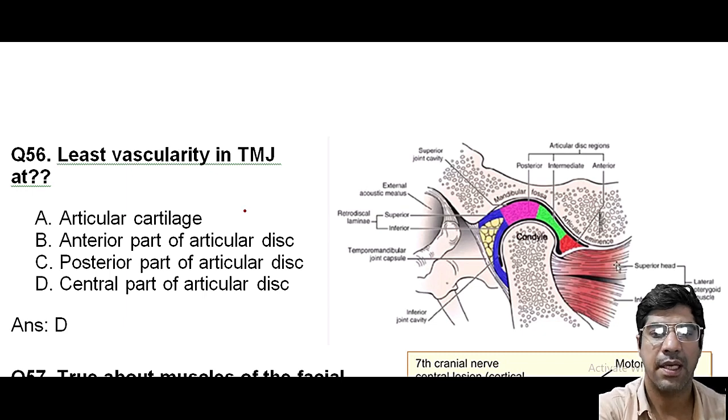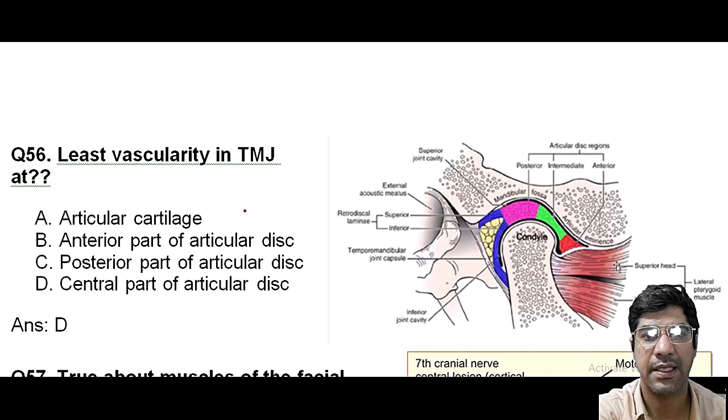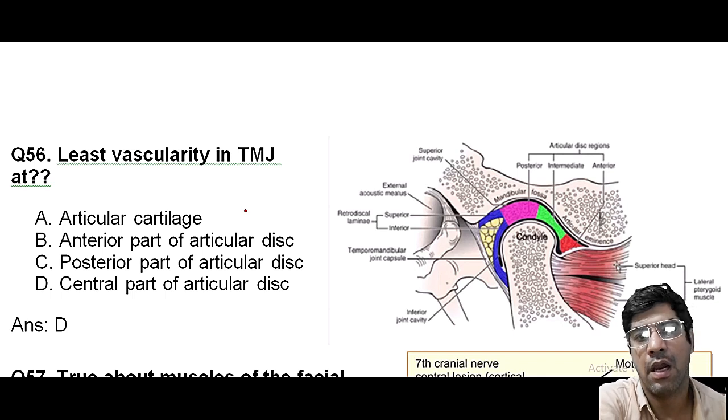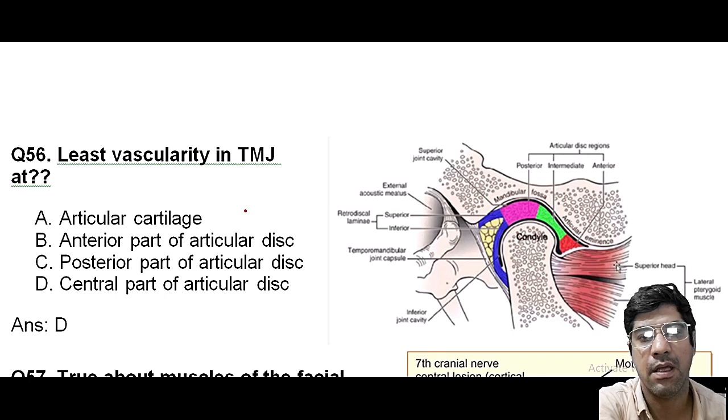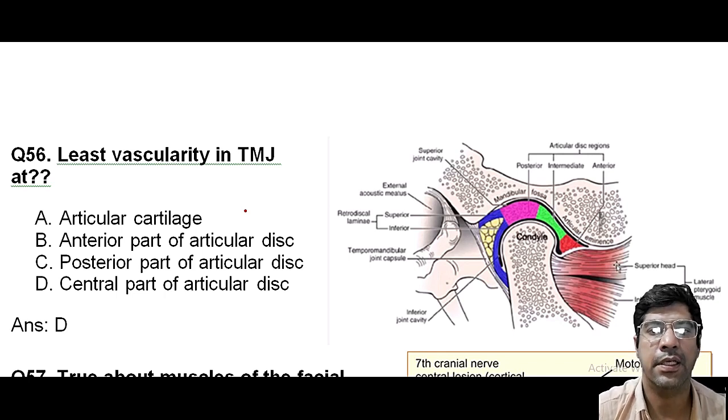Next question. The least vascular area in the TMJ is the central part of the articular disc. We know that the TMJ is a synovial joint that allows movement of the jaws. It consists of the mandibular condyle, which articulates with the mandibular fossa. That is a part of which bone? It is part of the temporal bone.